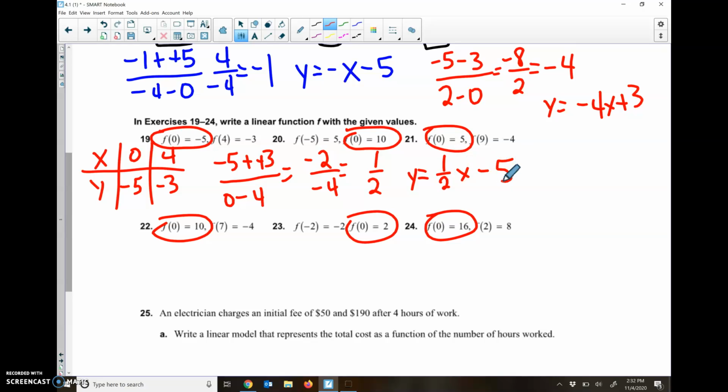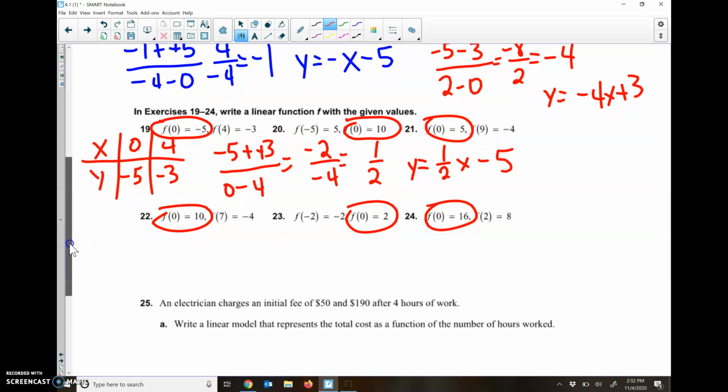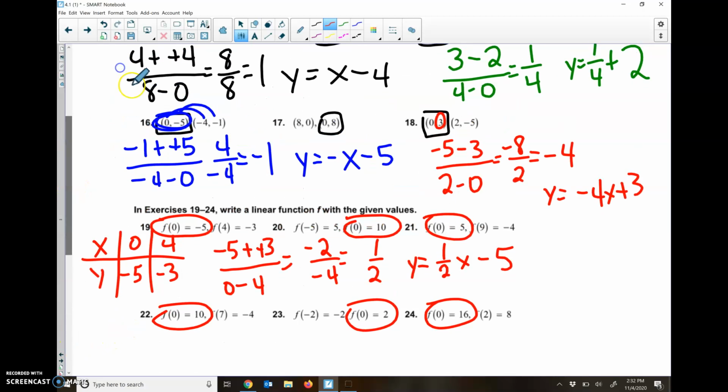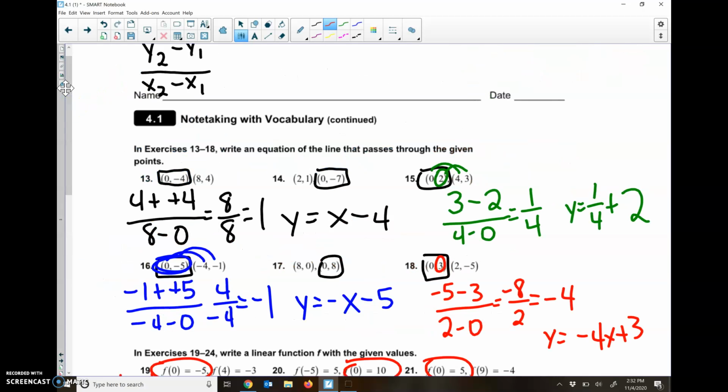So even though it looks a little different and looks more complicated, it's just a different way to give you the 2 points of x and y. Otherwise, it's pretty much the same thing as the first 4 problems we did here on 13 through 19.